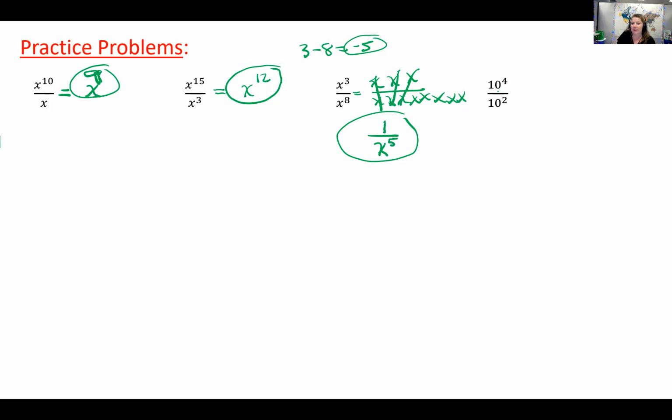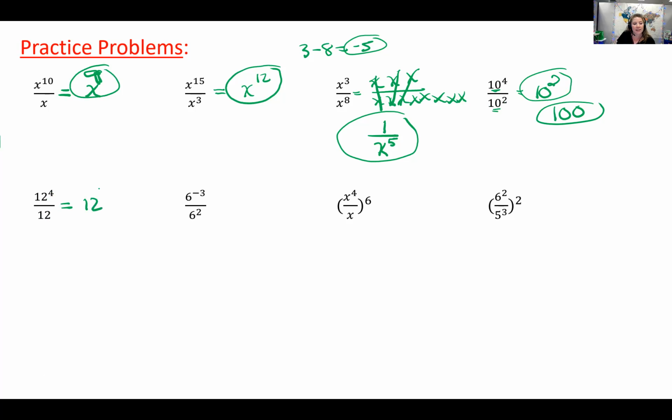The next one, we have 2 numbers that have the same base. So our answer includes that base. And then 4 minus 2 is 2. Also, depending on the directions, you could write that the answer is 100 because 10 squared is 100. The next one, we have 12 to the 4th divided by 12 to the 1st. We subtract our exponents. 4 minus 1 is 3. So that's a good answer. Or 12 to the 3rd power is 1,728.